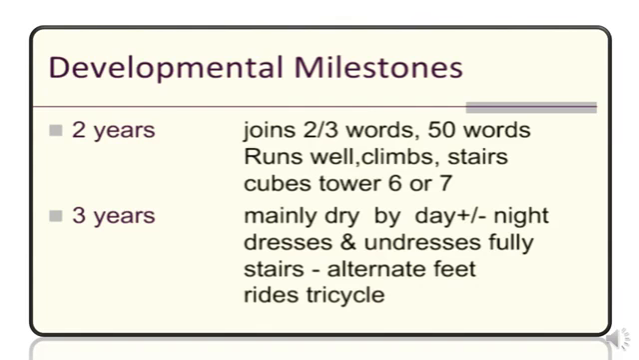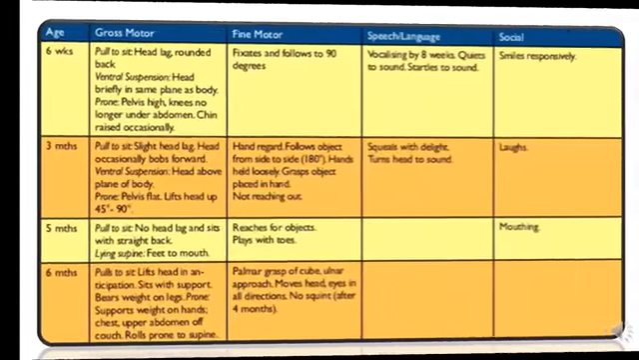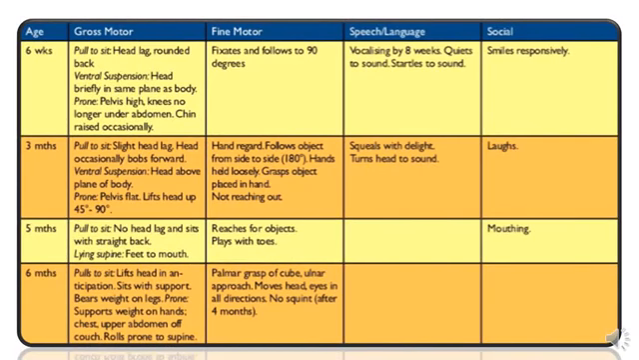At the age of 3 years, he will be mainly dry by day, with or without dryness at night. He will be able to dress himself and undress fully. He will climb upstairs and downstairs. He will alternate feet and ride a tricycle. These tables will show you the details of all developmental milestones, and they will be left for your abilities to self-learn. They will include the developmental milestones of gross motor, fine motor, speech and language, and social domains.